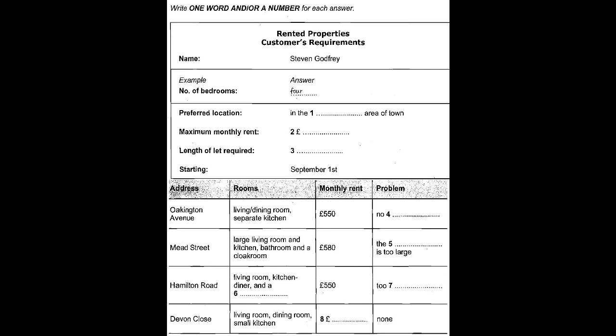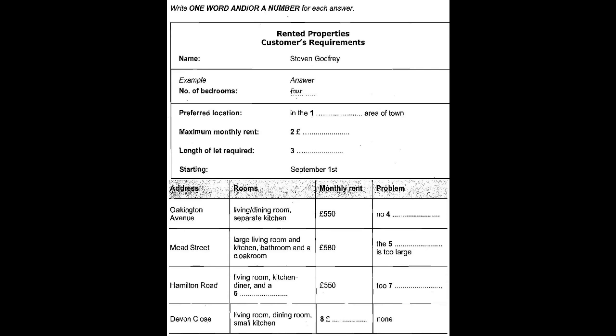Good morning. How can I help you? Hello. I'm interested in renting a house somewhere in the town. Right. Could I have your name, please? Yes, it's Stephen Godfrey. And tell me how many bedrooms you're looking for. Well, we'd need 4 because I'm going to share the house with 3 friends.